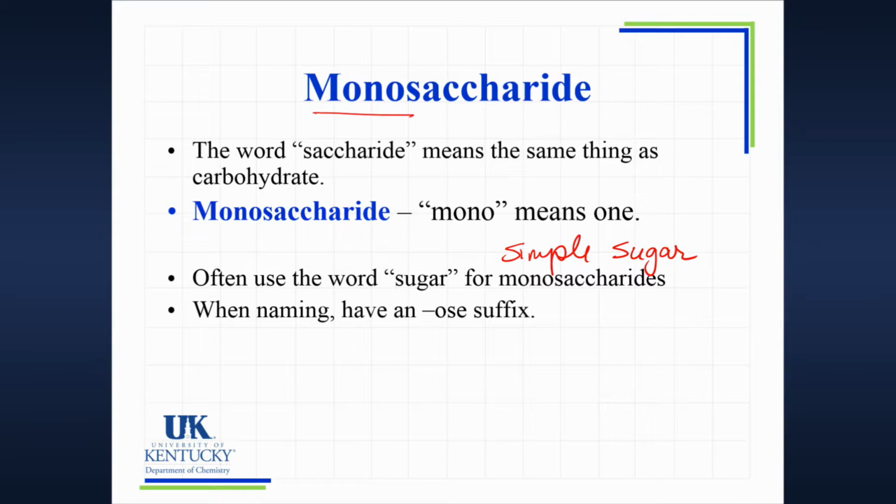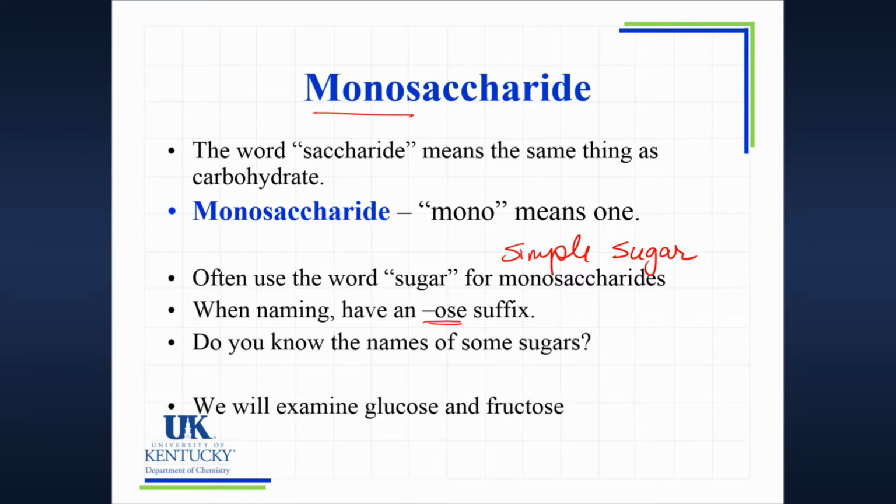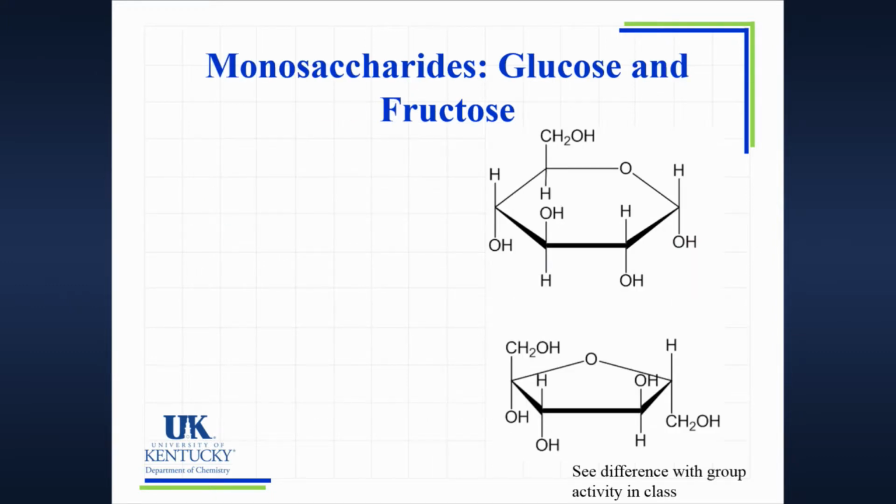When you see the names of these guys, we'll see the suffix OSE. So when you run across a monosaccharide, they very often will have that word OSE associated with it. So there are some sugars that you'd probably be familiar with. We're going to look at glucose and we're going to look at fructose kind of closely at first, okay? So here are the two molecules, glucose and fructose.